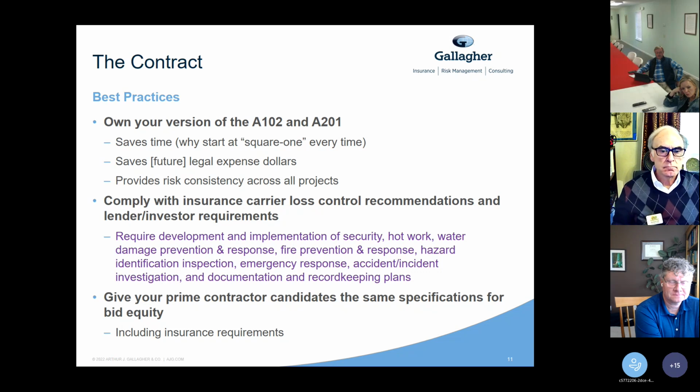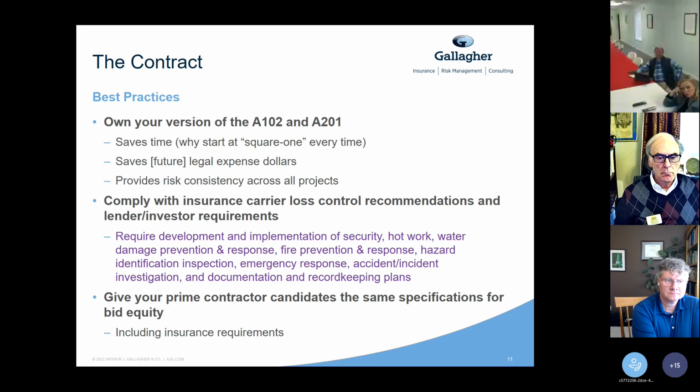Like it says on the slide there, for example, really common ones are to require security plans, require hot work programs. So that's if any cutting or welding is going to be done on the site, making sure that there's hot work permits being used, that there's a fire watch, that there's emergency response plans, and the like for construction projects, because there have been so many losses recently that are caused because security plans aren't being followed.